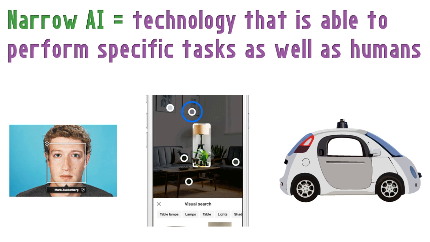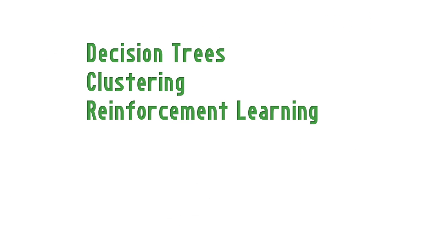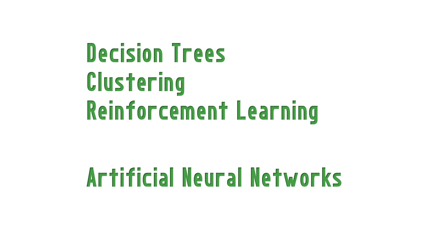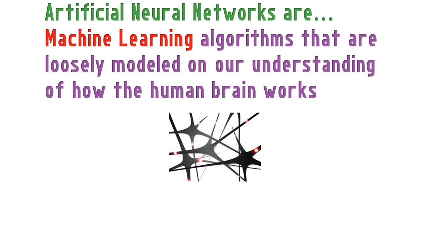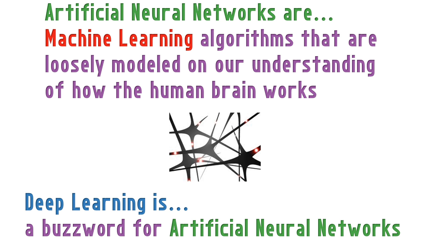Machine learning came directly from the minds of early AI practitioners, and their algorithms included things like decision trees, clustering, and reinforcement learning. Another algorithm that came from the machine learning crowd is called artificial neural networks. Artificial neural networks are machine learning algorithms that are loosely modeled on our understanding of how the human brain works. Deep learning is a buzzword for artificial neural networks.